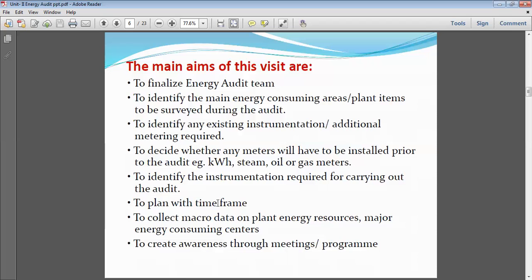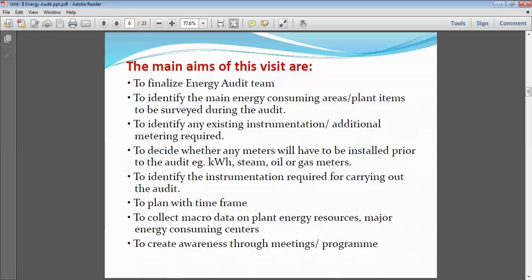Now to plan the time frame, definitely we have to check which type of activities are to be carried out first. So it is a frame, a roadmap to be prepared for carrying out the energy audit, to collect the micro data on the plant energy resources and major energy consumption centers, isn't it? So you have to make some charts as per the section of the industry, and we have to collect the micro data to create awareness through the meetings.